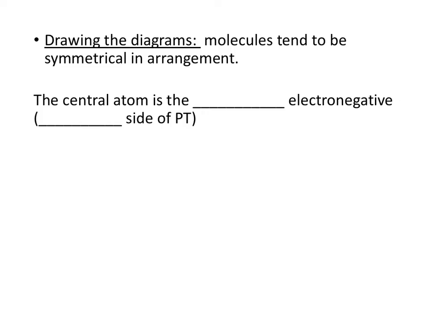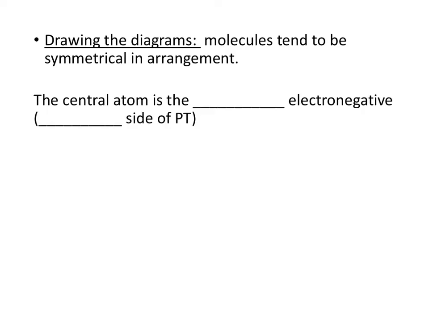First, covalent molecules tend to be symmetrical in arrangement. So, if you have, for example, a carbon atom with 2 oxygen atoms, those oxygen atoms will be arranged on opposite sides of the carbon to form a symmetrical molecule.